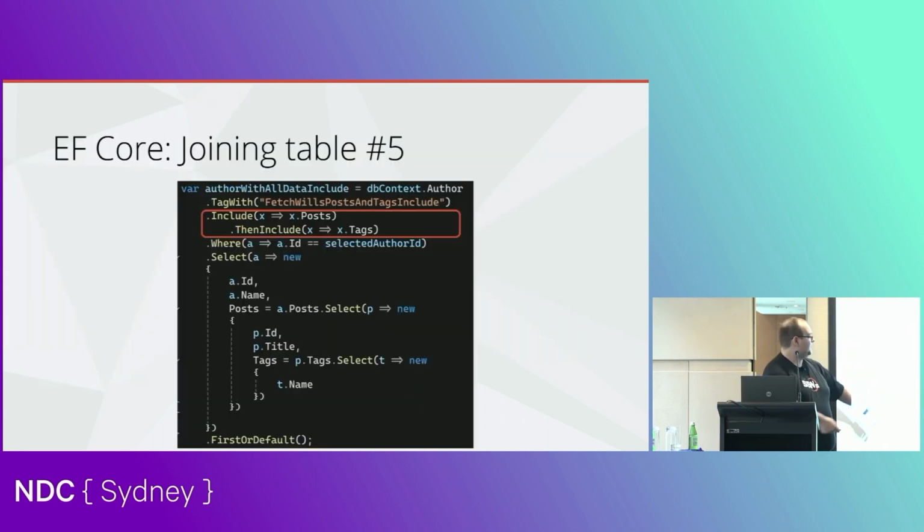Now, there is one difference though. If I remove this part over here, tags, but I keep this include, it will still do the join. So if you do explicit includes, it is your responsibility to keep it up to date. If you do implicit includes, it's EF Core's responsibility to keep it up to date. And there's a good chance that EF Core is going to do a better job than you.